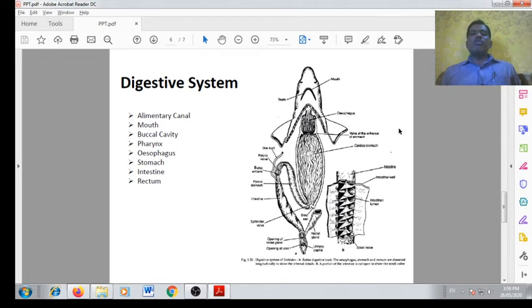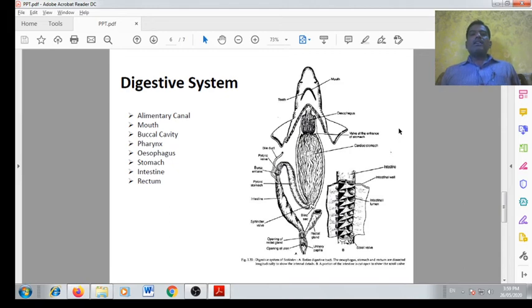The teeth of Scoliodon are homodont type of teeth because all the teeth are similar in shape, size, and structure. The teeth show polyphyodont condition, that is, if teeth become old or worn out, they are replaced by new teeth, therefore it is called the polyphyodont condition.